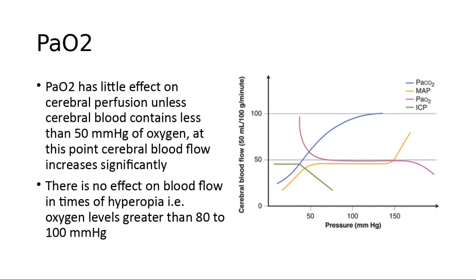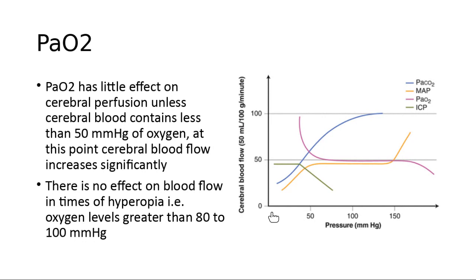With respect to PaO2, PaO2 has very little effect on cerebral blood perfusion in general, unless there's a significant hypoxia. With PaO2s of 50 millimeters mercury or less, you have significantly increased cerebral blood flow. There's no effect on cerebral blood flow when it comes to higher PaO2 levels. So whether you're normoxic or hyperoxic, there's no effect on cerebral blood flow.